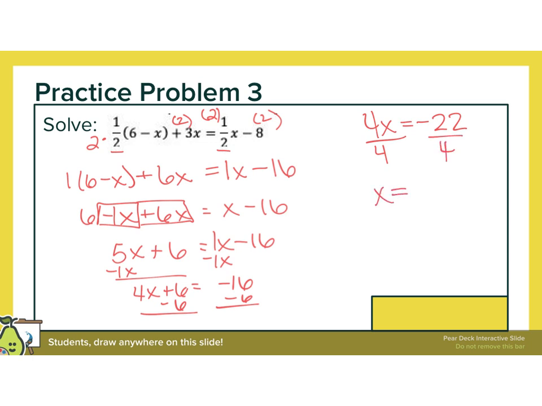Now, I don't need to make this a mixed number or a decimal, but I do need to reduce, okay? I can divide both of these by 2. So simplest terms, x equals negative 11 over 2. You don't have to check it because it's a fraction, so you can just go ahead and put it in the answer box. And that is it.